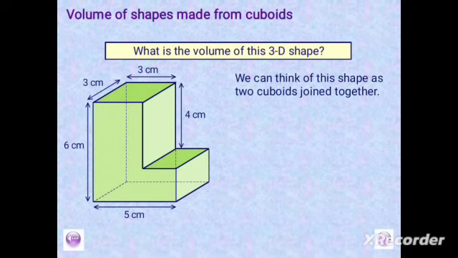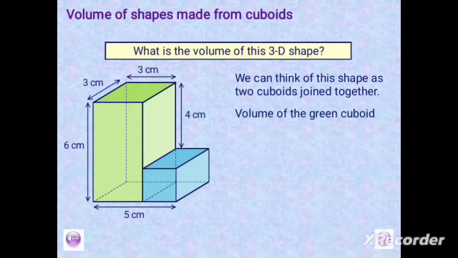So we can think of this shape as two cuboids joined together. And so now, as you can see, our initial diagram was this, and now we have two cuboids from this diagram. Because we want the volume of the whole figure, we will find the volume of the green cuboid.